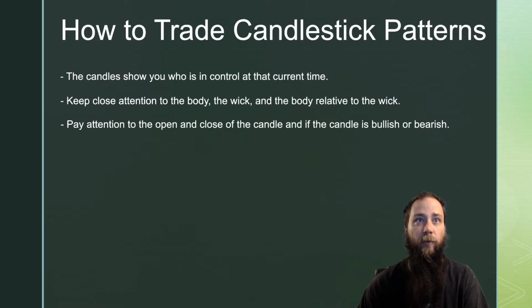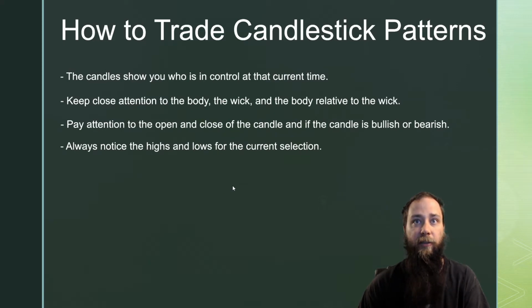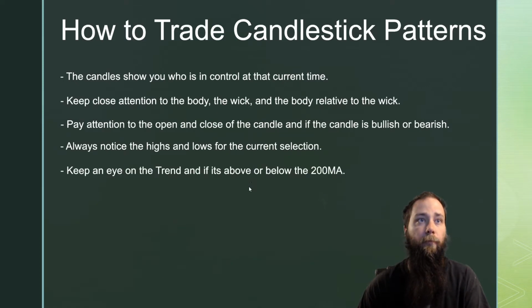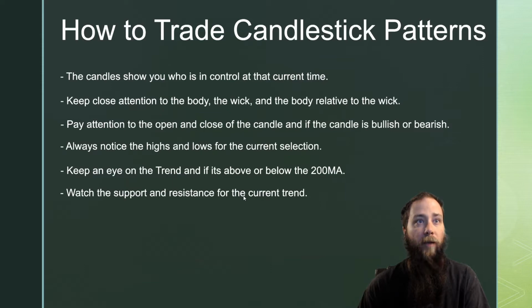Okay guys, so notice where the candle opens and closes, if it's higher or lower than it previously was. Always notice the highs and the lows for the current selection. So the top and the bottom, basically, the top of the wick and the bottom of the wick. Keep an eye on the trend, and if it's above or below the 200 moving average. Watch the support and resistance for the current trend. Okay guys, it's very important to know those, because then you know where the tops and bottoms can be on a new candle.